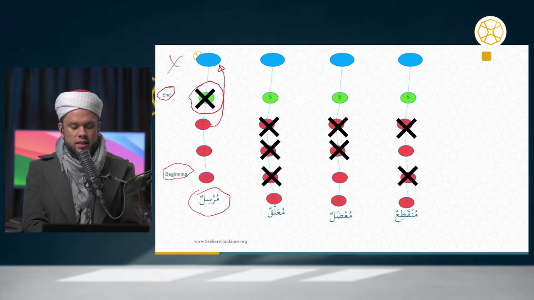طيب, the next category is the mu'allaq category. What is mu'allaq? So you have the author, right? And the author doesn't mention his teacher or his teacher's teacher or his teacher's teacher's teacher. He mentions the Sahabi's name, right?